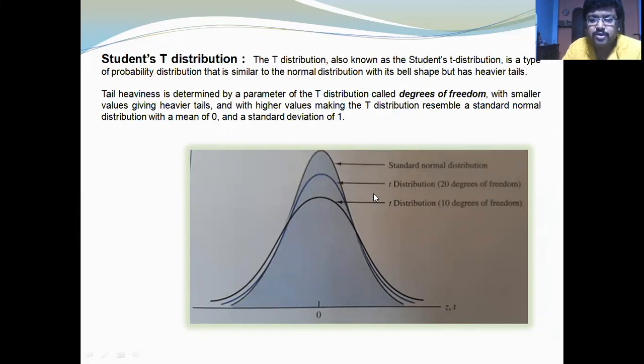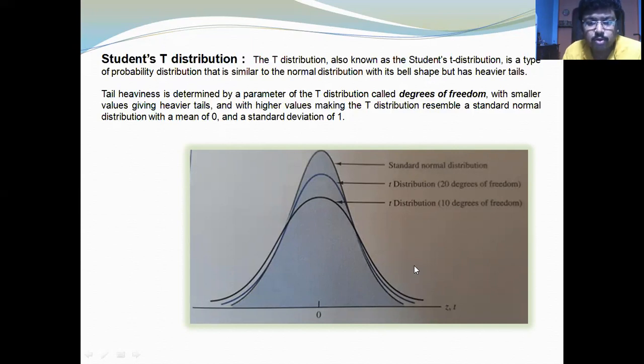When the degrees of freedom is 10, the t distribution would look like the black solid line. You can see the black solid line, and the tails are much heavier. Smaller values give heavier tails, while higher values of degrees of freedom make the t distribution resemble a standard normal distribution with zero mean and standard deviation of 1.